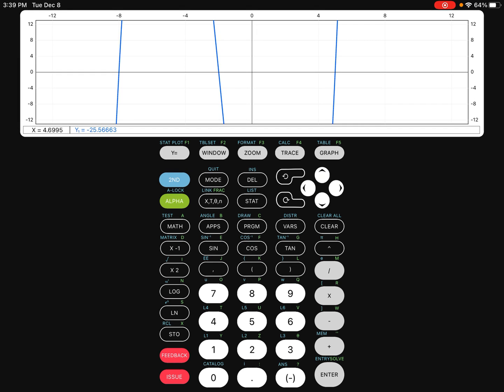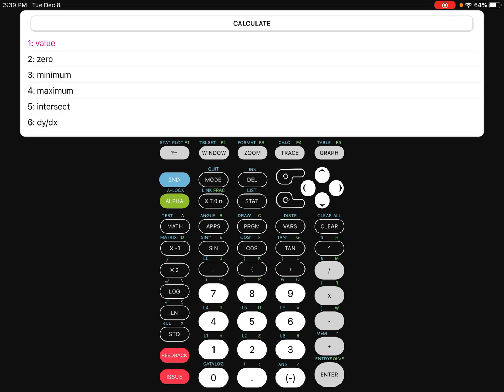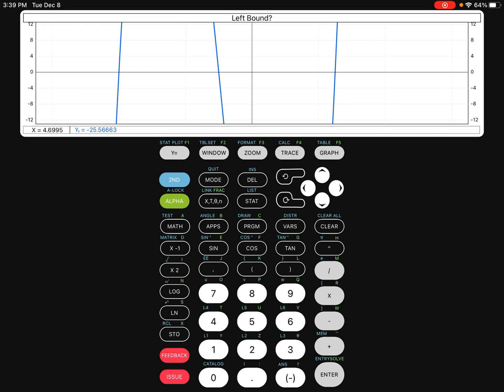This time it's going to be the relative maximum over the interval of -10 and -1. So we're going to do the same thing, 2nd, trace. This time we're going to hit 4 for maximum. We're going to look at the x terms. We want to go left towards -10. As we're going over, we're at -5, -6, -7, -8. Let's go back to -9.9. So that's -10, pretty close. We're going to enter.